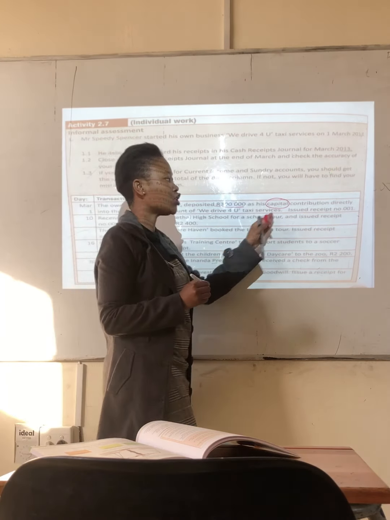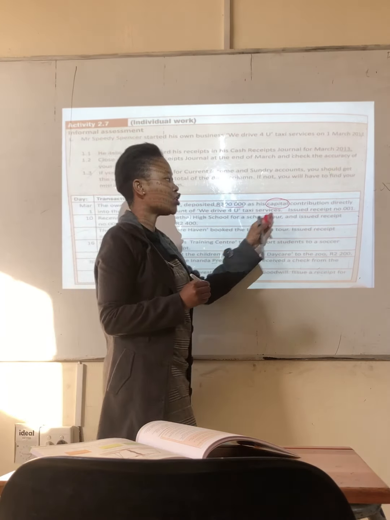Under analysis of receipt, we always record the money that was received in the till of the business. Remember, sometimes the money can be received via the bank, can be received via other measures. So we must only record in the analysis of receipt if the money was received directly in the business. So with this transaction, what did they say? The owner, Speedy Spencer, deposited 300,000 as his capital contribution directly where? Into the current bank account. So the money did not go in the till.